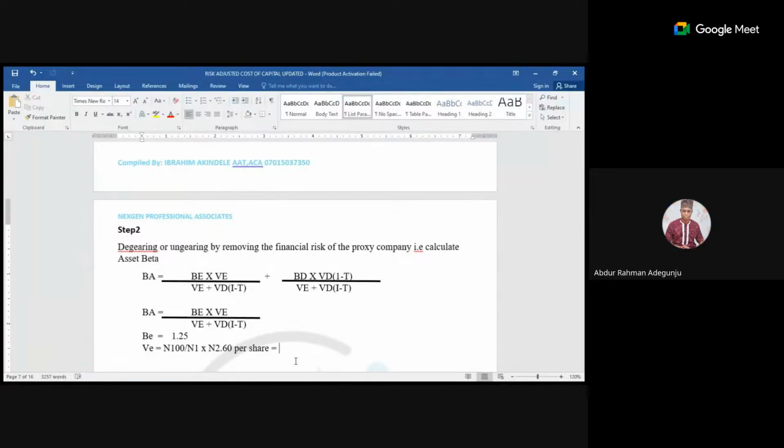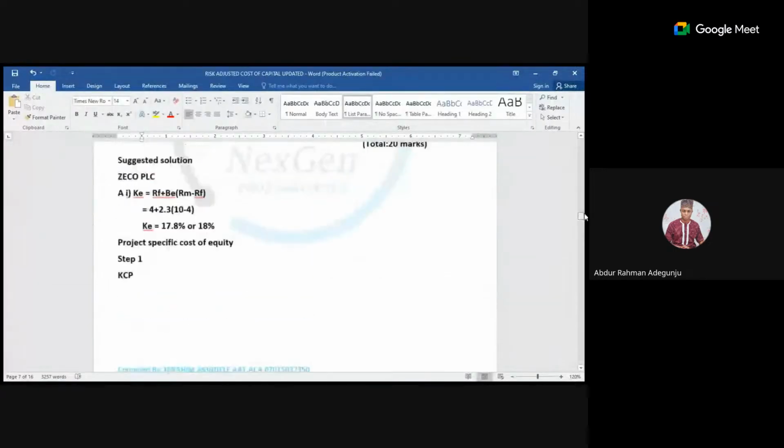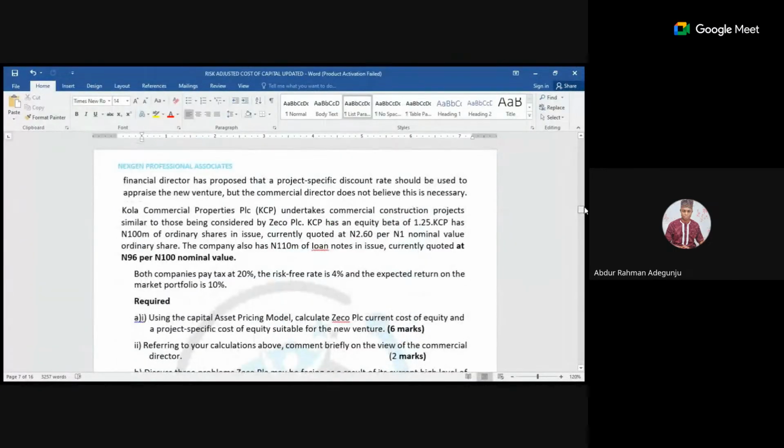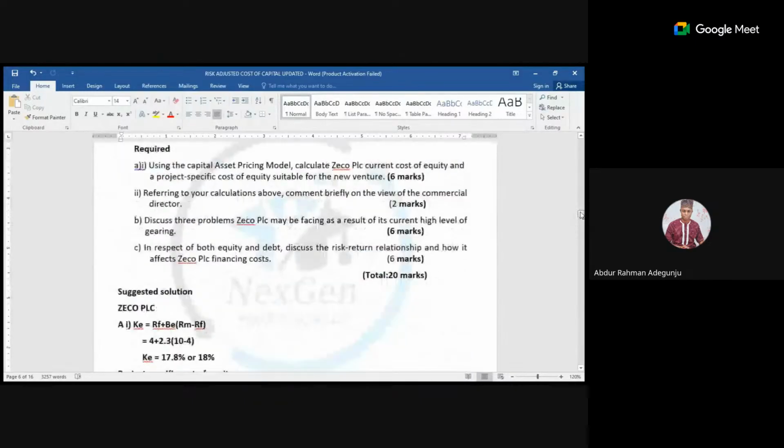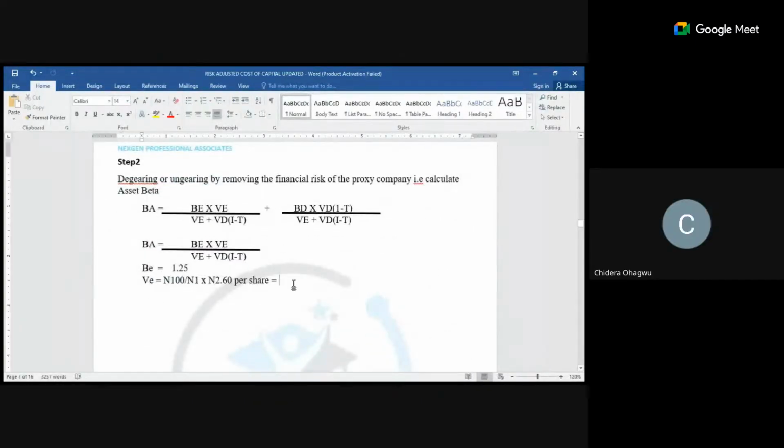Please, that 50 kobo in the question, that 50 kobo per share nominal value, what does it represent, sir? Where did you see 50 kobo here from the main company? 260 million.